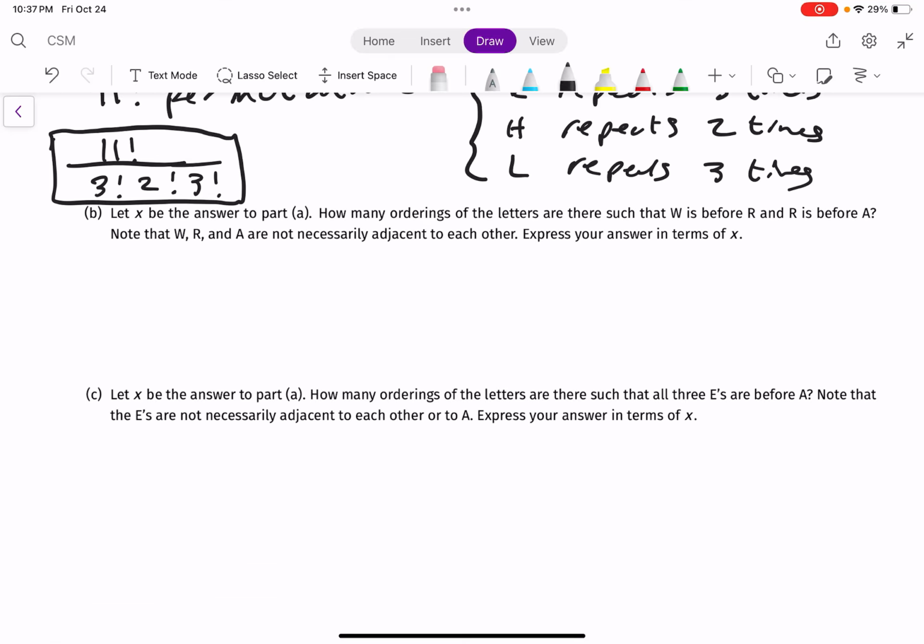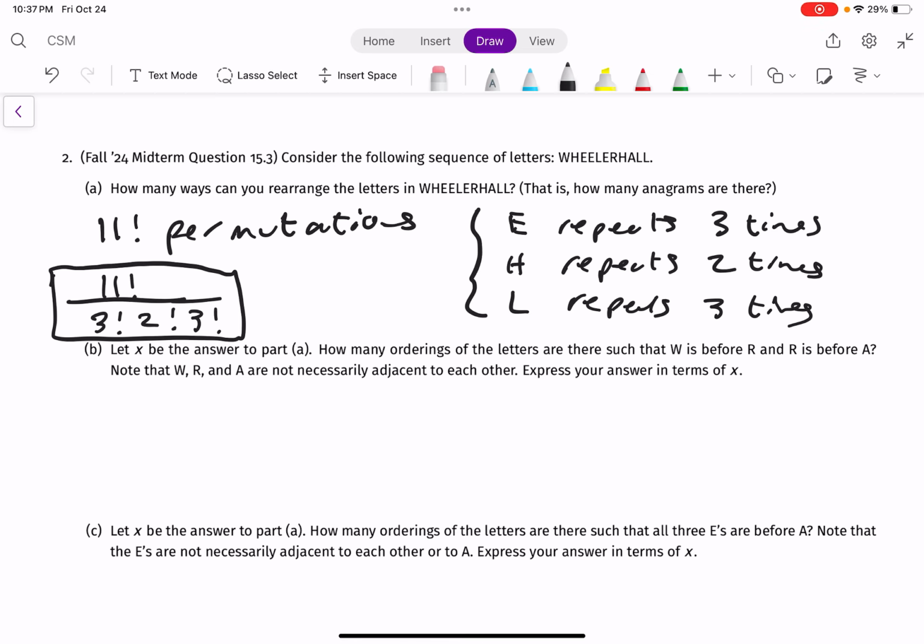Okay, let's look at part B. Part B asks us how many ways there are to rearrange the letters of "we were Hall" such that W is before R and R is before A. So the first thing to notice is that in any arrangement of "we were Hall," there is an ordering of the letters W, R, and A. For example, this is one ordering of those letters. We could have W come before R and R come before A. And this is the ordering that we want.